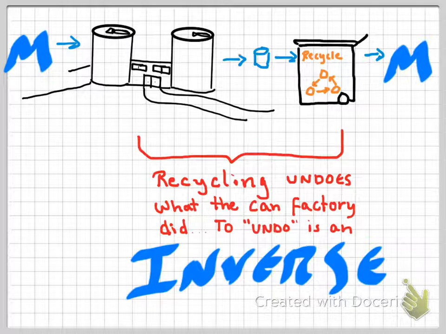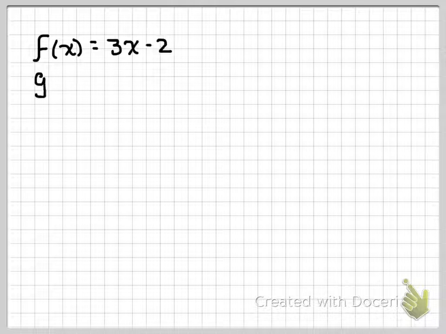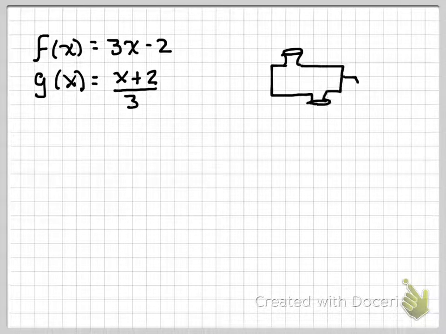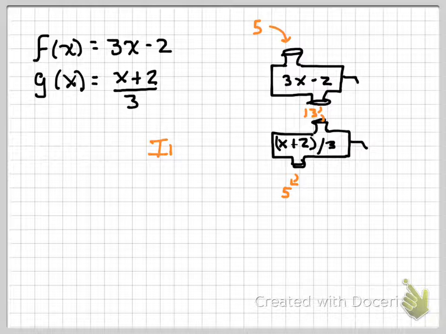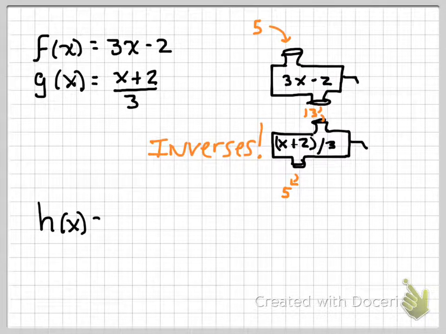So let's look at some functions that undo each other. f of x is equal to 3x minus 2, g of x is equal to (x plus 2) all over 3. If I create the function machines and I put an input in, such as 5, I do 5 times 3, that's 15, minus 2 is 13. Plug that into the other function. 13 plus 2 is 15, divided by 3 is 5. Notice that what we started with is 5, and what we ended up with is 5. The two functions undo one another, so therefore they are inverses.